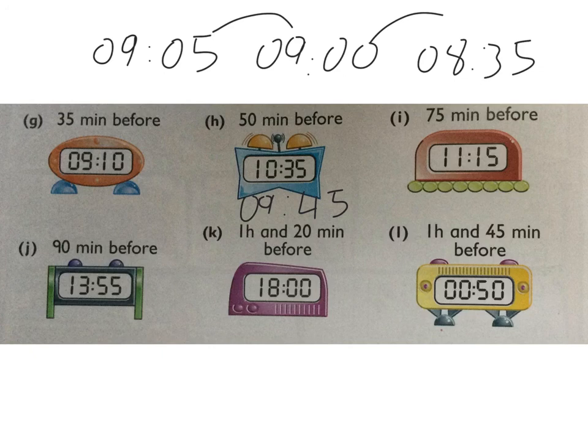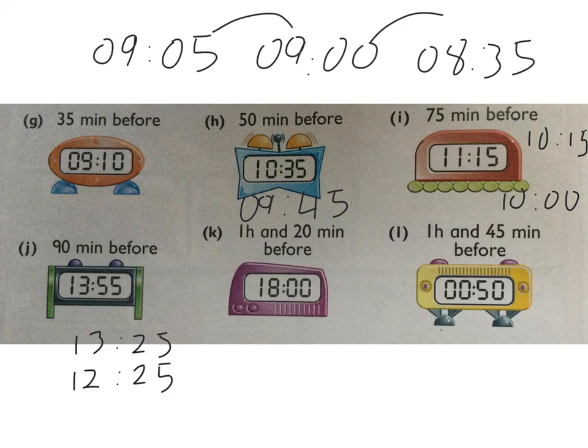75 minutes before. If you take that hour away, it would bring you to 10:15. Then take 15 minutes away, and it would bring you to 10 o'clock. Okay, 90 minutes before. 90 minutes is an hour and a half. Depending on how you want to do it, take away the 30 minutes first, which would bring you to 13:25, then take away the hour, 12:25.